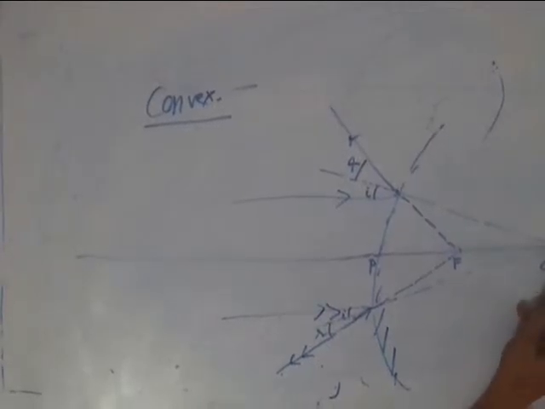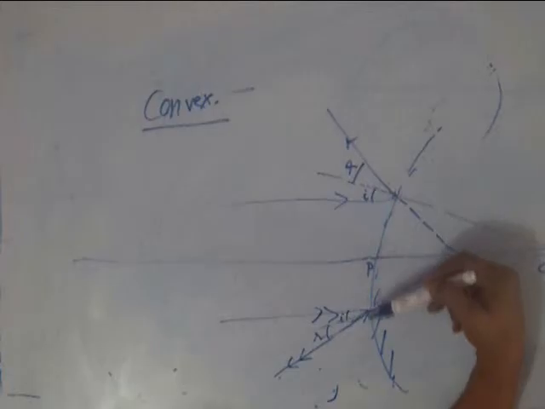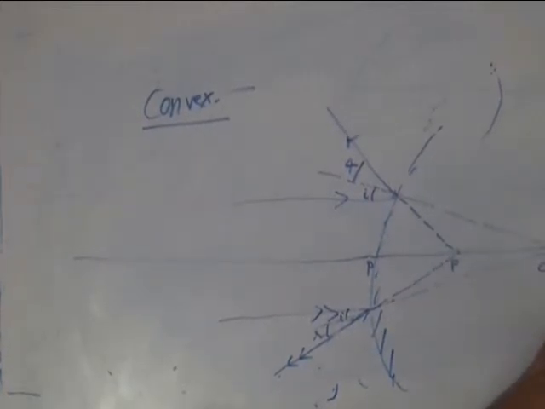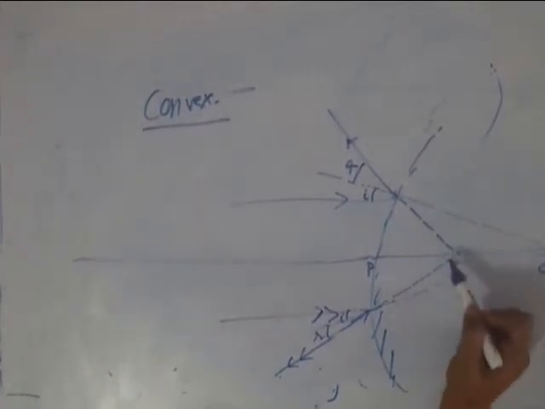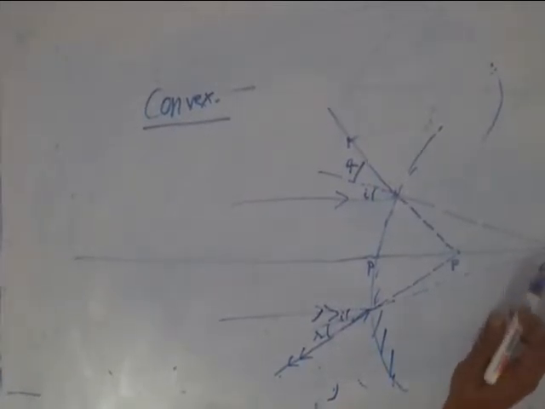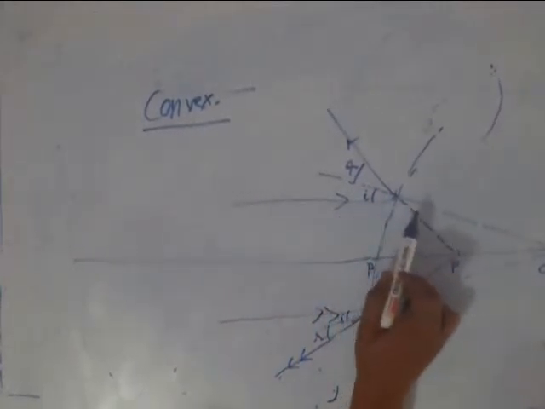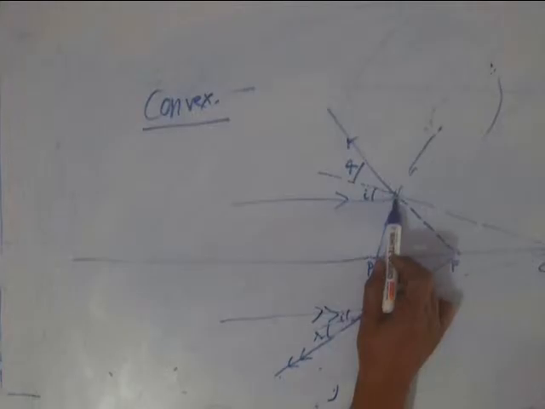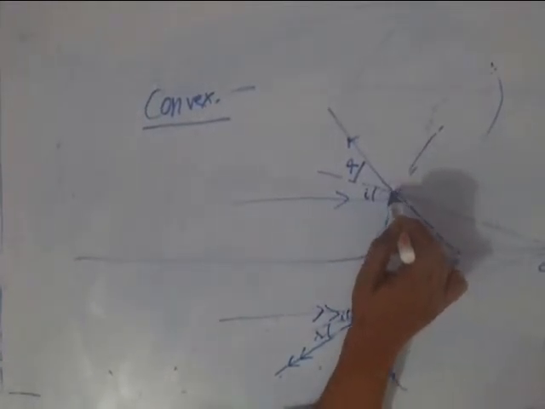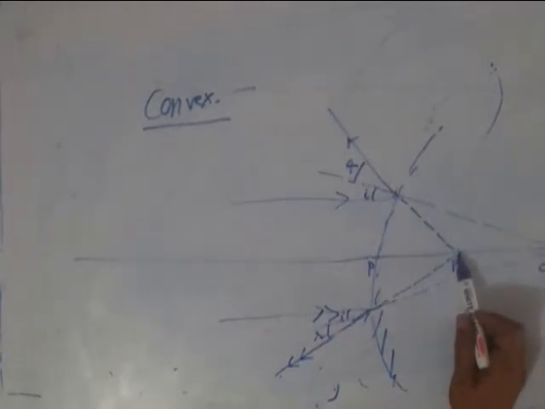I defined the center of curvature earlier. It is the center of the sphere of which the convex mirror makes a part. The pole is the midpoint. How do I define the focus in this case? The definition goes as follows. If a ray of light parallel to the principal axis strikes the mirror at a point, then it is reflected in such a direction that when extended backwards, it seems to be diverging from a point on the principal axis. This point is called the principal focus.